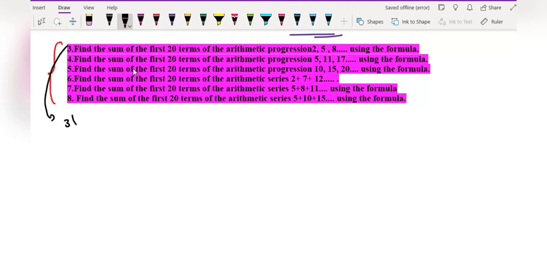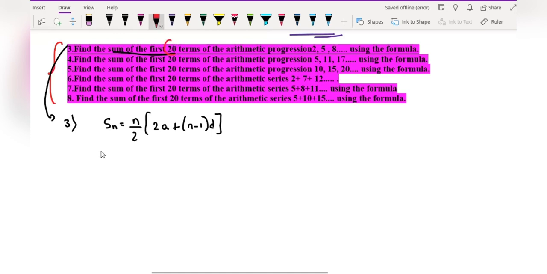Third question. They asked me to find the sum of the first 20 terms. The sum formula is different. What is that sum formula? S_n is equal to n by 2 of (2a plus (n minus 1) d). I hope you are very familiar with the formula. They are asking to find the sum of how many terms? 20 terms. So in place of n, what will we write? 20. So 20 by 2 of 2a.